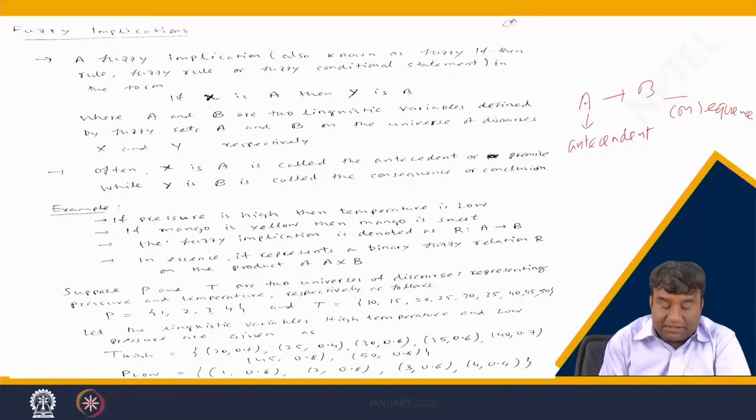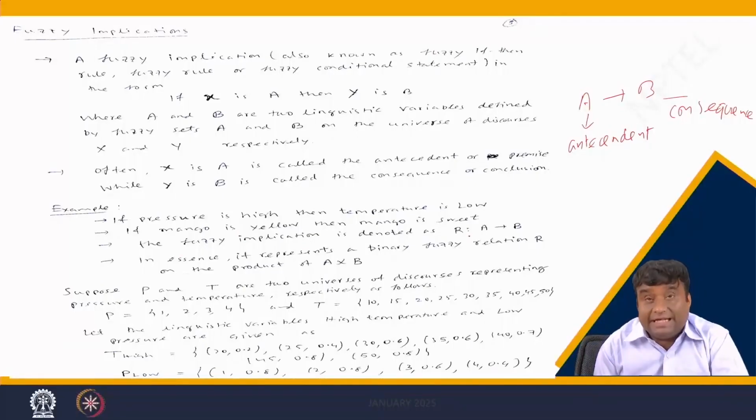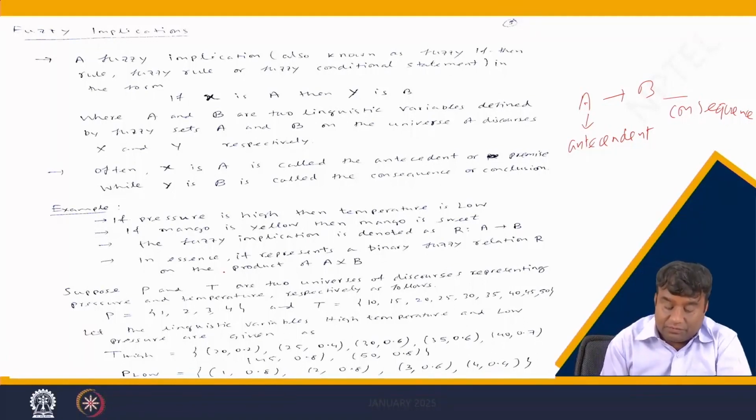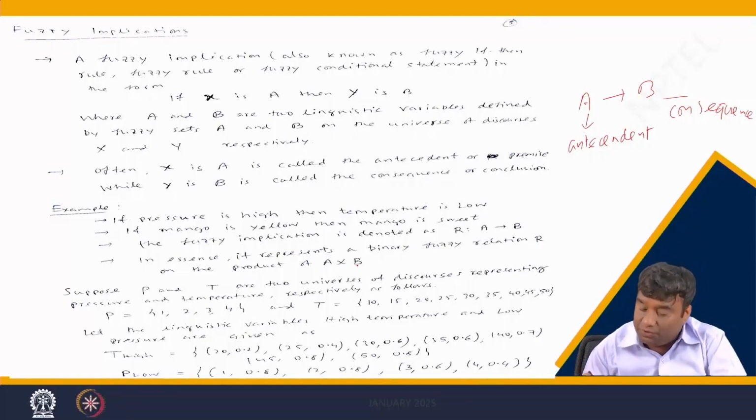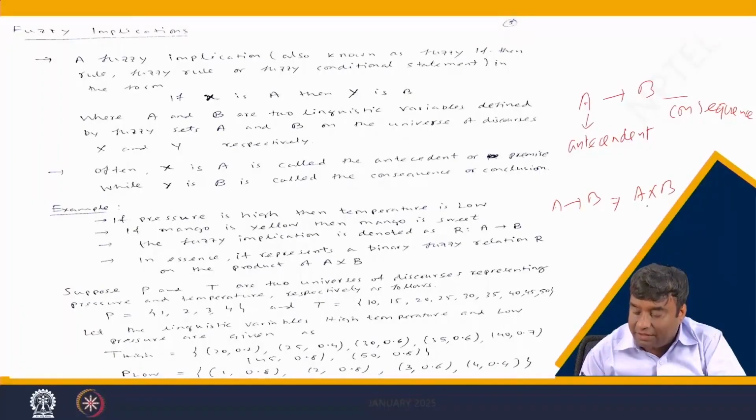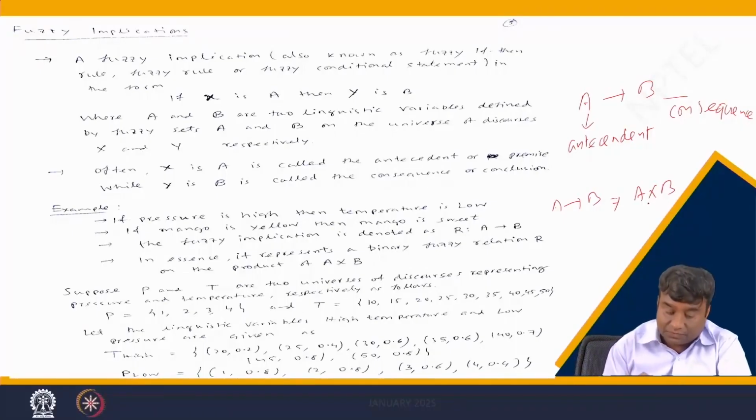Some examples are: if pressure is high then temperature is low. If the color of a fruit, suppose a mango, is yellow, then the mango is sweet. This fuzzy implication is denoted as R, A imply B. It represents a binary fuzzy relation R on the product of A cross B. So in general, R, A imply B, can be written as the fuzzy Cartesian product A cross B. You know how to find that.